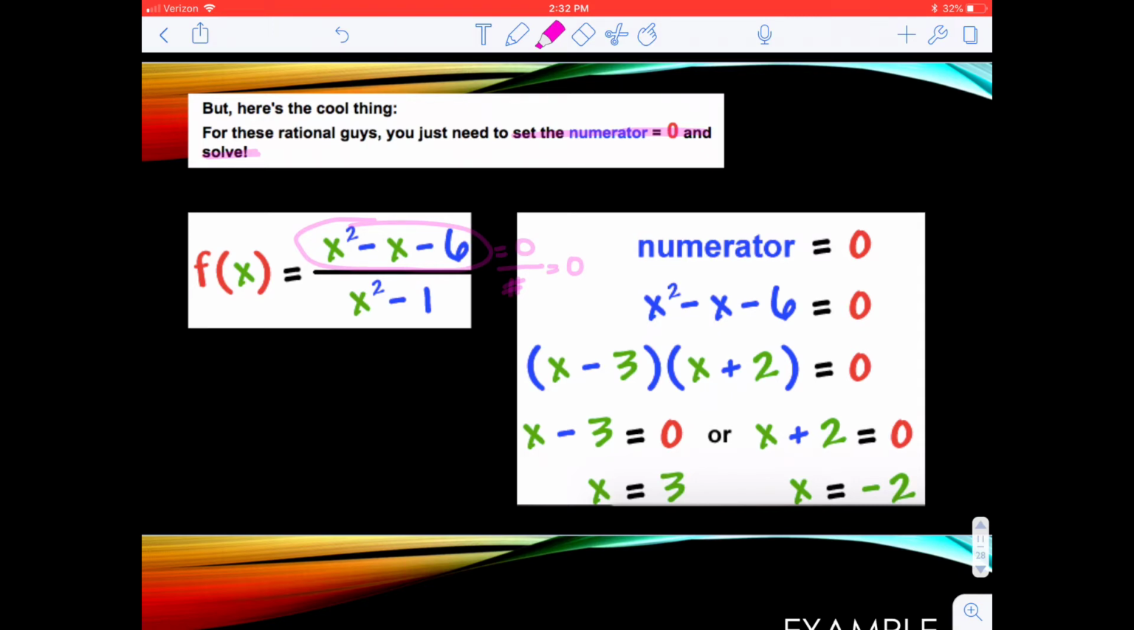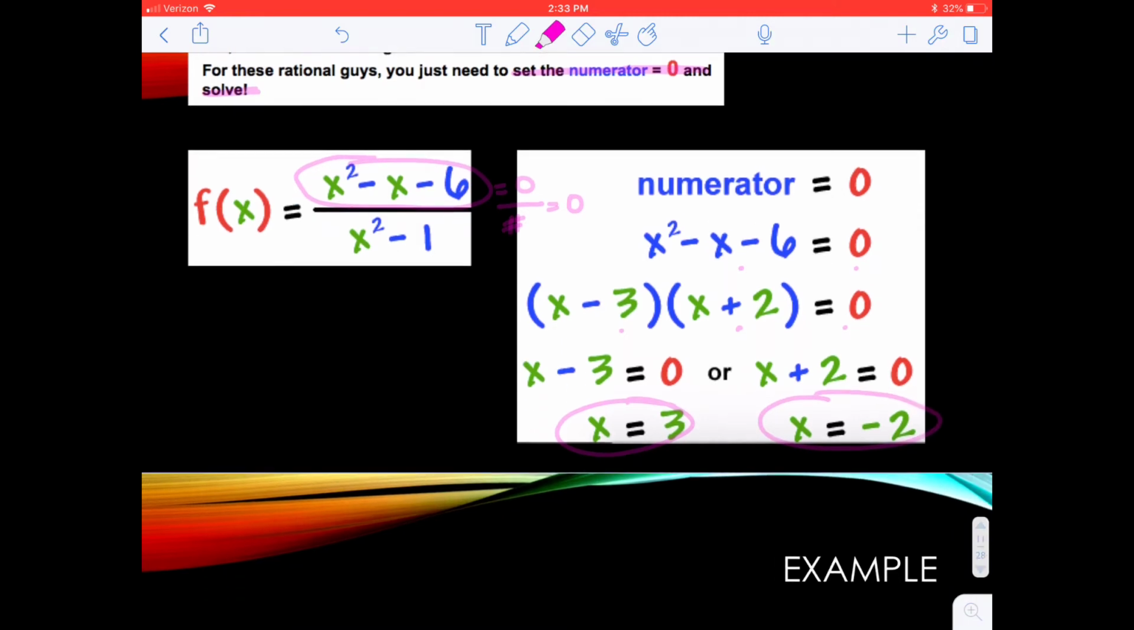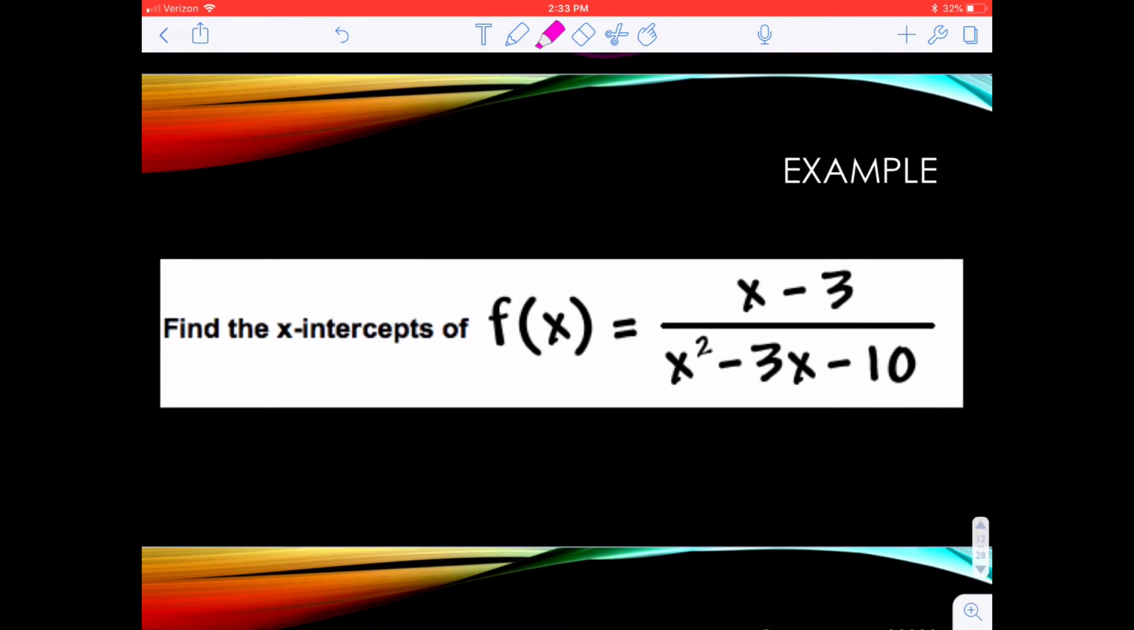Okay, and so you see I've taken my numerator, x squared minus x minus 6, set it equal to 0, and factored it, and I was able to locate that I have 2 x-intercept values. Looking at this problem here, I have x minus 3 all over x squared minus 3x minus 10, but I'm only going to focus on the numerator, set that equal to 0, and solve, and that gets me x equals 3.